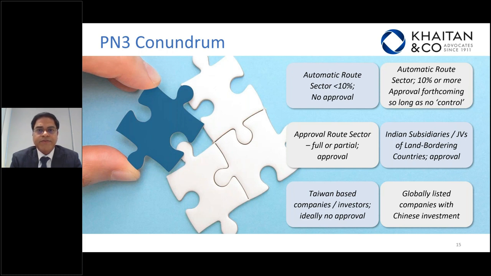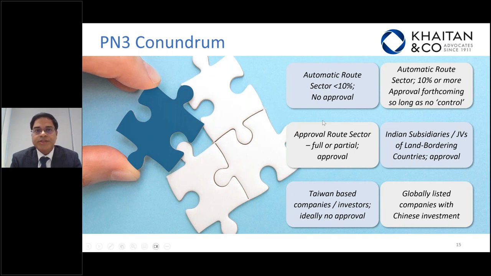Similarly, while we have taken a number of approvals for several Chinese investors under Press Note 3, what I would like to identify through this presentation is that if the beneficial owner is holding more than 10%, the sector is an automatic route sector, and the beneficial owner is not going to exercise control, then we have seen that the government is inclined to give such approvals. So if the sector is automatic route and there is no control by Chinese investors, although beneficial ownership is above 10% and less than 50%, we feel it would be easier to get the approval.